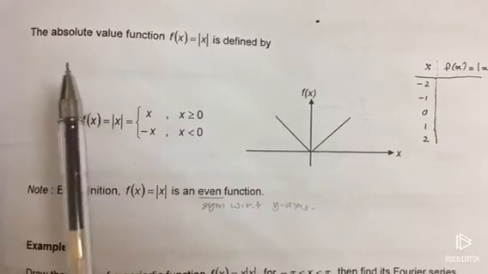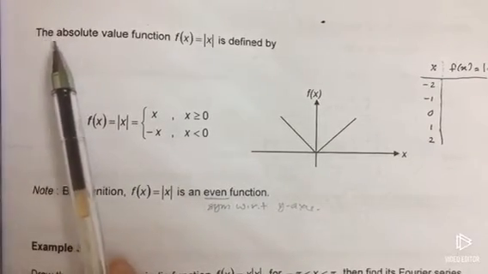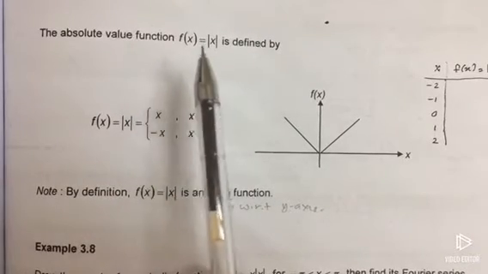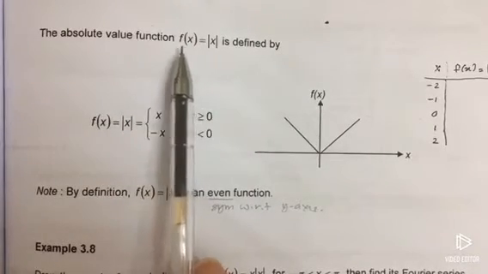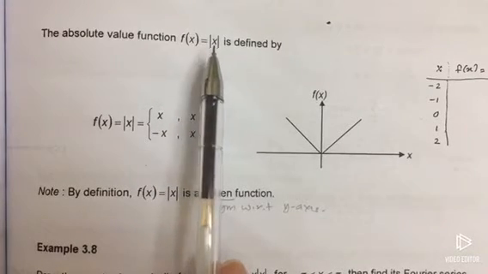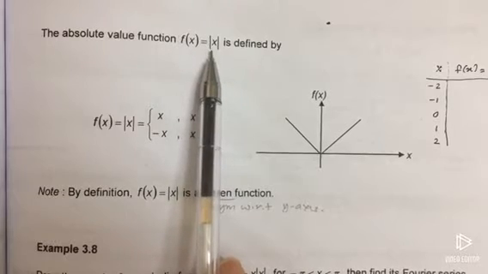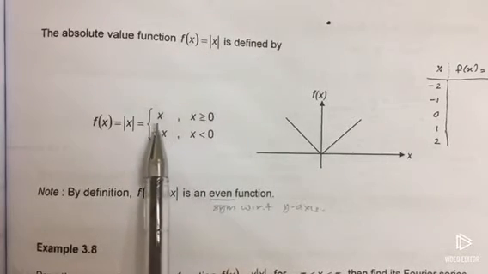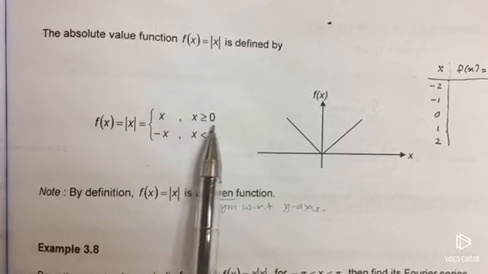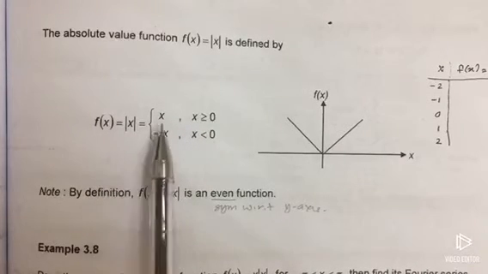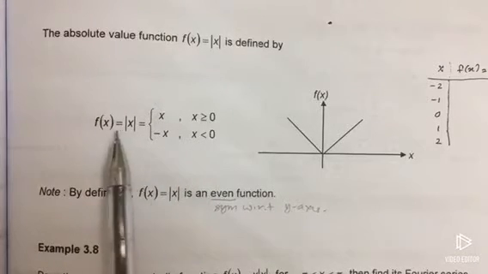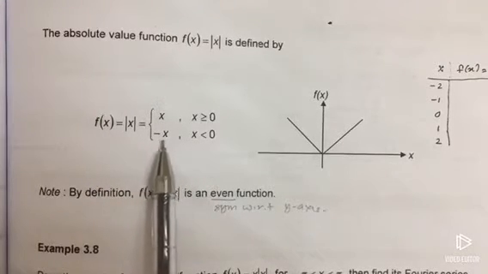Okay, now we discuss how to draw the absolute value function and write it as a piecewise function. Given the absolute function f(x) equal to absolute x, this absolute x we can define in two functions. For x more than 0, f(x) equal to positive x. For x less than 0, we get f(x) equal to negative x.